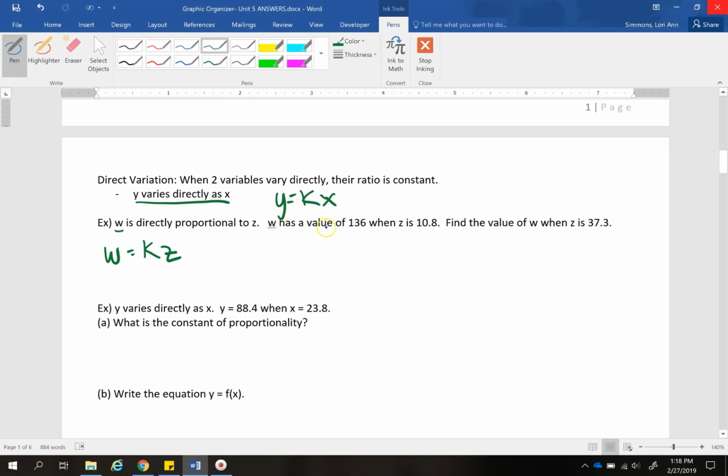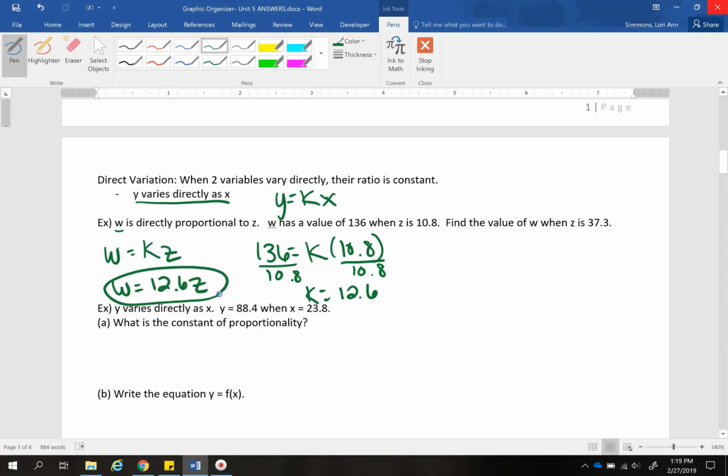So w has a value of 136. So we put 136 in for w, when z is 10.8. So we're going to solve for this k. Divide both sides by 10.8. So our k is equal to 12.6. Our equation now is w equaling 12.6 times z.